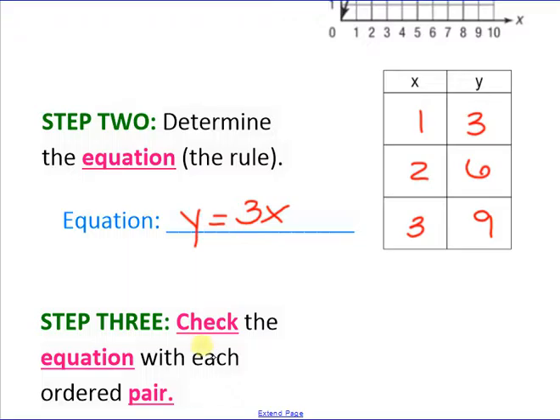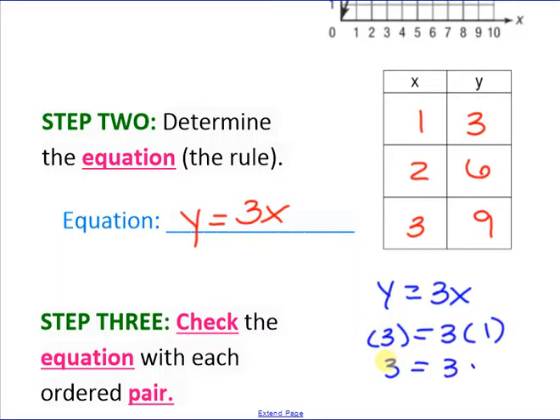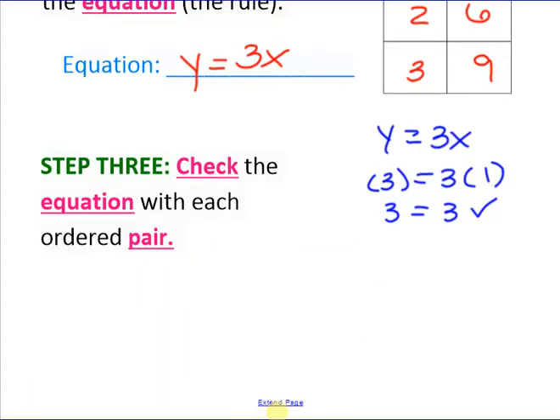And then step 3 is going to be to check the equation with each ordered pair. And so let's do that now. And so the way that we do that is we're going to take y equals 3x and we're going to insert each ordered pair into it. So we're going to put the 1 in for x and the 3 in for y. And we should get equal answers. So that checks out.